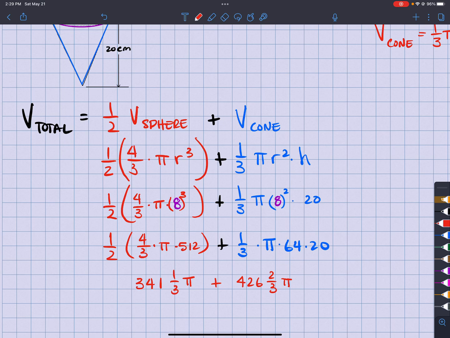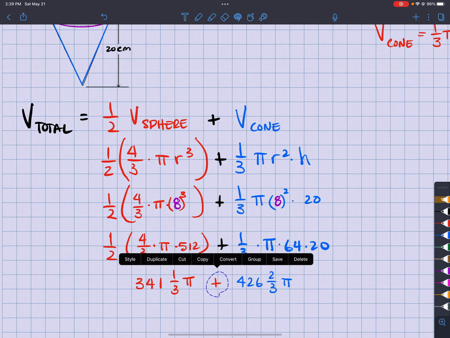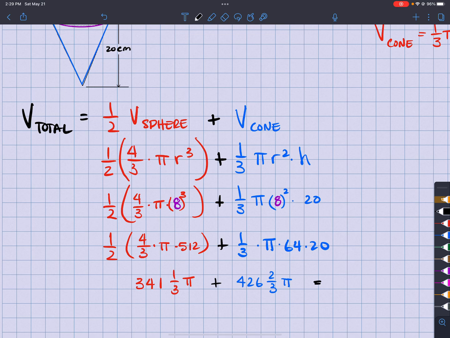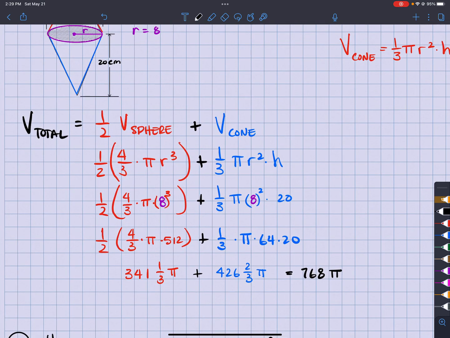So this is gonna end up being, oopsies, this is again in blue. Come on now, Chan, you gotta be on top of this. So this is going to equal 768 pi. All right. Now, 768 pi would be known as the exact answer. So if they wanted an exact answer, then this would be it.